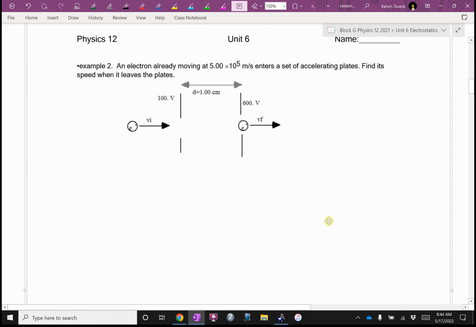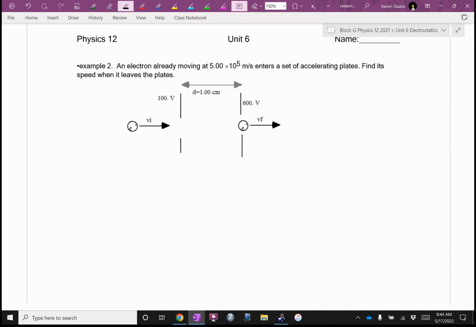So an electron already moving at 5 times 10 to the 5th enters a setup. We call these accelerating plates. So here, this is positive, but this is even more positive. It's going to get pulled to the right. It's going to feel a force accelerating it to the right. Find its speed when it leaves the plates.